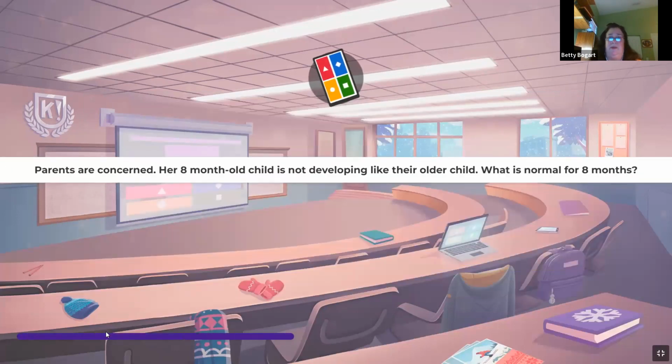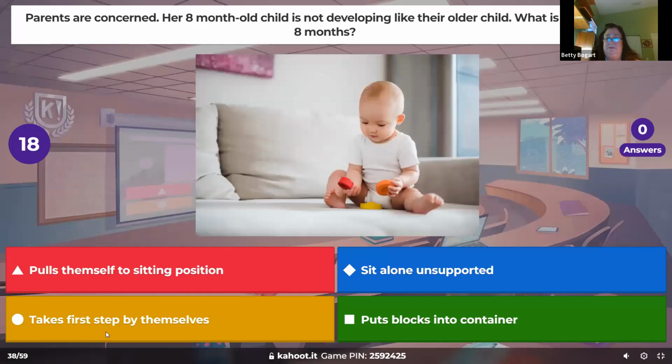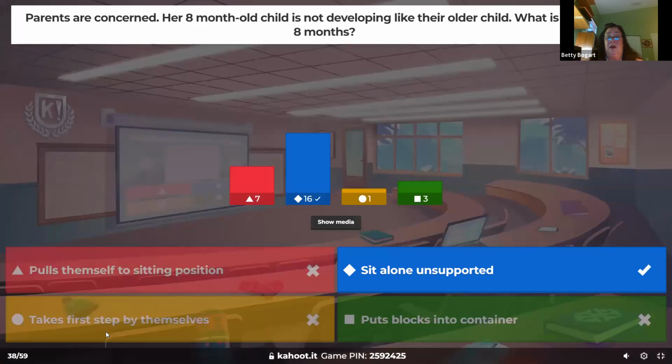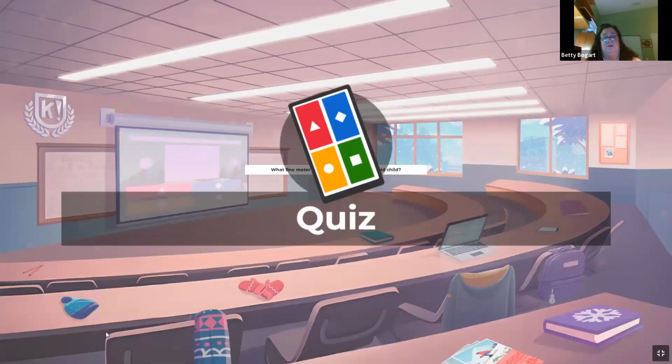Parents are concerned her 8-month-old child's not developing like her older child. What's normal for 8 months? Sit alone unsupported, okay? Pull themselves to a sitting position, you know, from prone is 10 months. First steps, 12 months. Blocks in the container, 11 months. So knowing gross and fine motors are important things to understand.